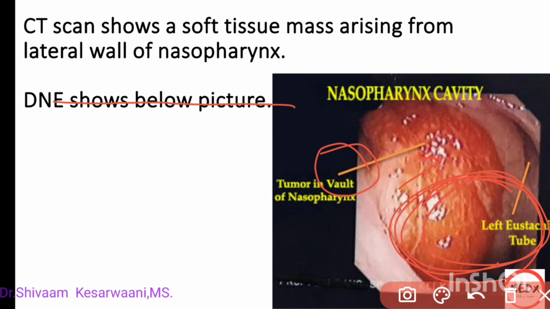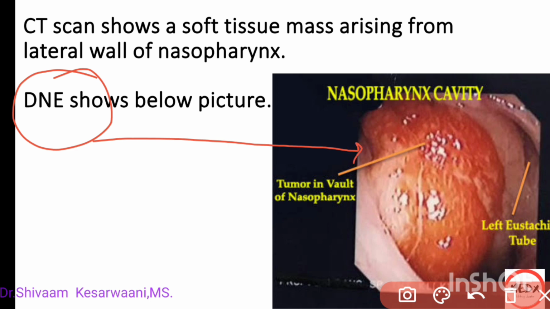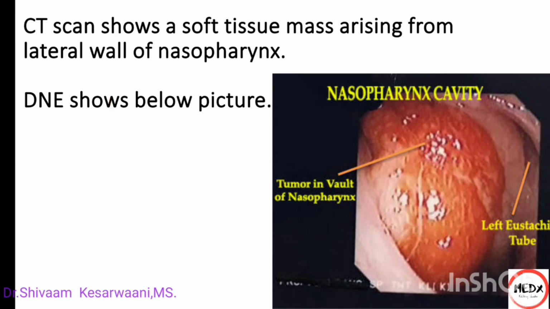The CT scan was showing a soft tissue mass arising from the lateral wall of the nasopharynx. And what else did we get? The diagnostic nasal endoscopy. When we did an endoscopy through his nose, we got a bulge in his nasopharynx, which was medial to the tubal elevation. So here you can see the opening of the eustachian tube in the lateral wall of the nose, and there is a bulge here that is called the tubal elevation. So there was a soft tissue mass which was medial to this tubal elevation, right? So there was a tumor in the vault of the nasopharynx like this.